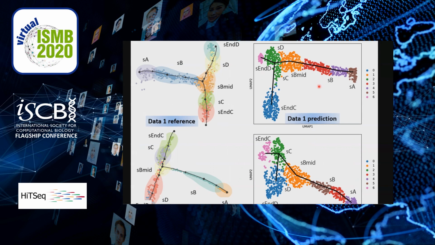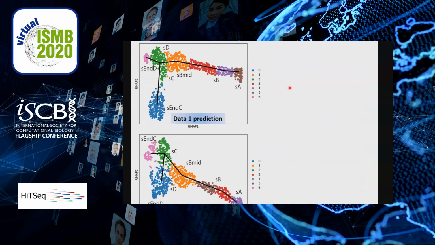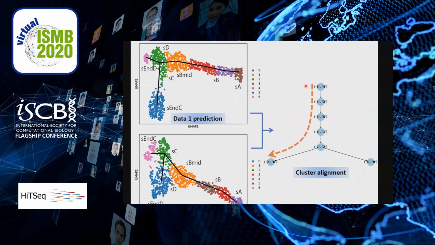In the ground truth, SB mid bifurcates into SC and SD, whereas in the prediction, SC or SD bifurcates. That would suggest that it was hard to classify three intermediate states. After building a trajectory of each data, Capital can compute a cluster alignment. In the next slide, we will focus on this linear trajectory.